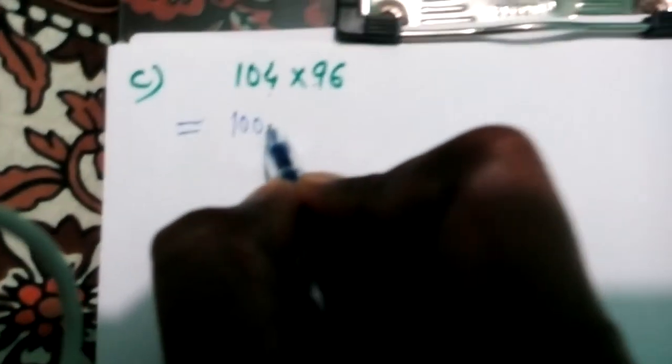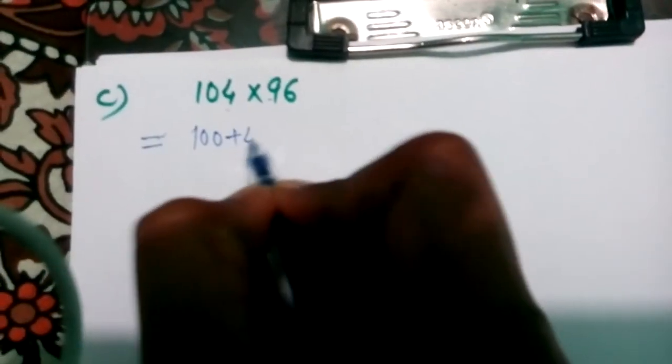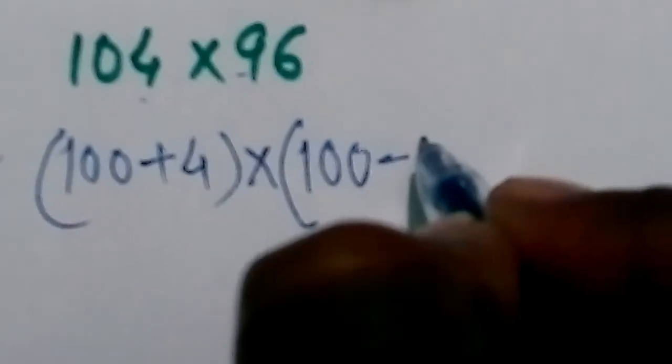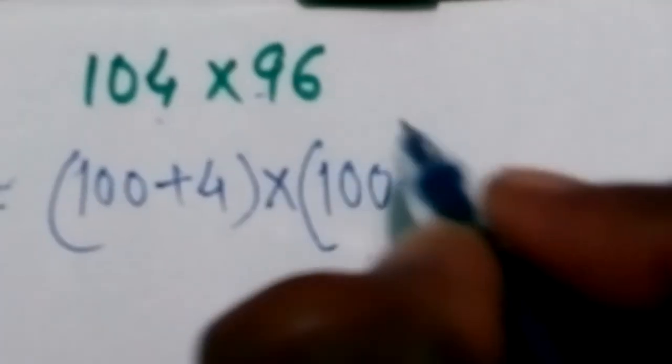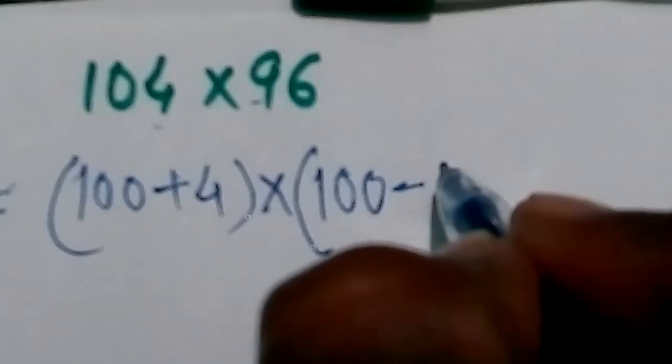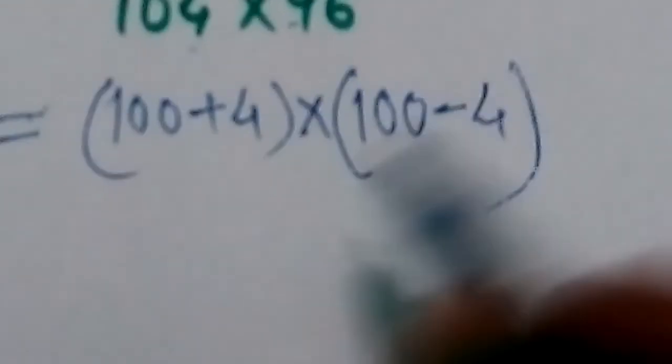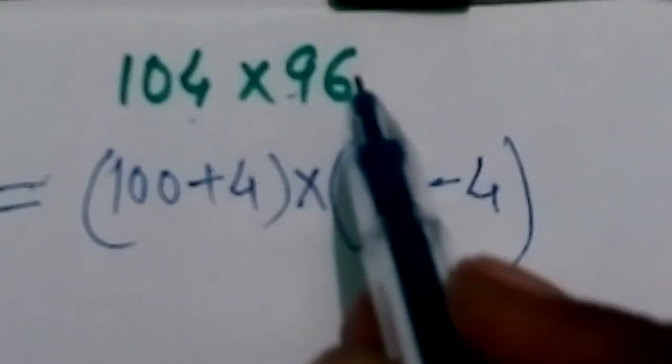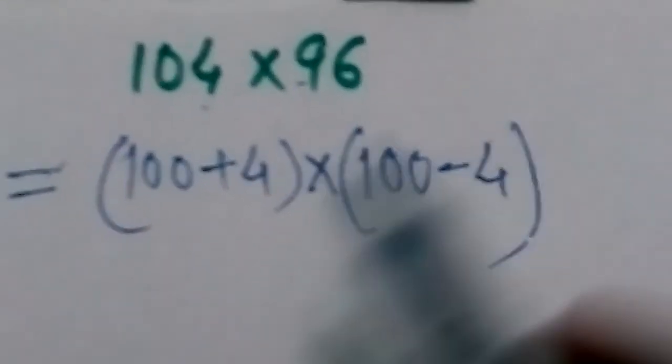100 plus 4. So I can write 104 as 100 plus 4, right? 104 can be written as 100 plus 4, into, and how can I write this? 100 minus what? 100 minus 4. I can write this as 100 plus 4 and this as 100 minus 4.